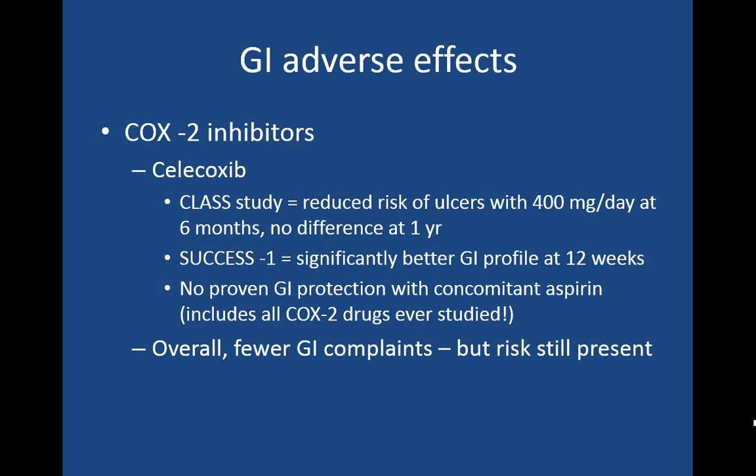COX-2 inhibitors, when you're talking about GI adverse effects, okay? In looking at celecoxib specifically, there was a study called the CLASS study that showed a reduced risk of ulcers with 400 milligrams a day at 6 months. But at 1 year, there was no difference in the risk of ulcers between COX-2 inhibitors versus non-selective NSAIDs. So you can still have a GI bleed with a COX-2 inhibitor.